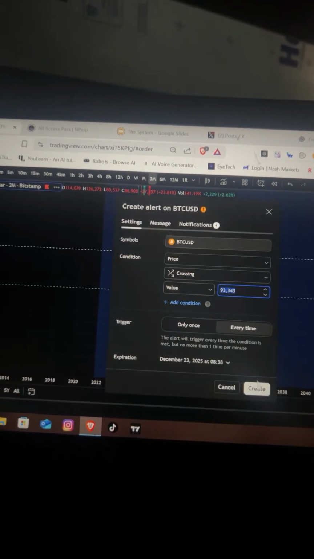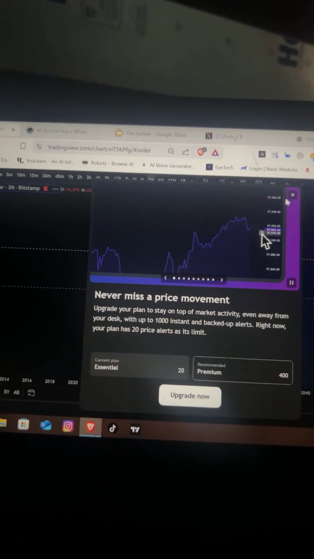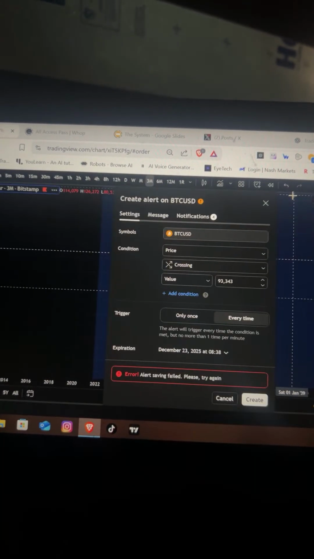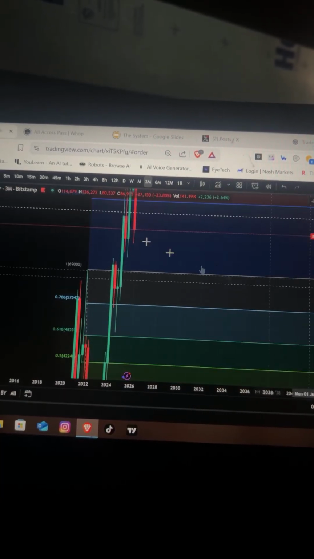So what I would do then, it was like, oh, what? I don't have no more alarms. Alright, cool. Let me see. I have an alarm for here. Anyways, so then what I will do is I will mark. I already have it marked. That's why you see this dotted purple line. The dotted purple line means it's a 3 monthly resistance or support.